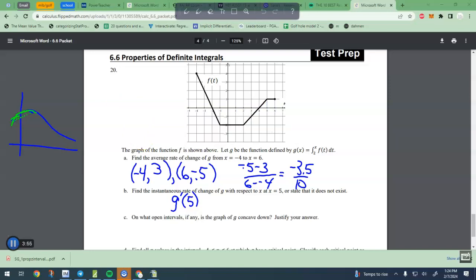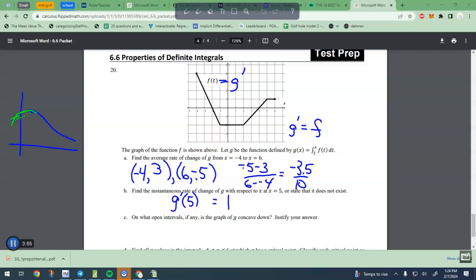Because if we took the derivative of both of these, it would tell us g prime, because the derivative of g is g prime. And the derivative of the integral of f is f. So this graph is g prime. And it's saying find the instantaneous rate of change with respect to g when x equals 5. So g prime of 5. So you literally just read this graph. That's 1. So you're just like plugging 5 into the graph and you get 1. Is that part okay?